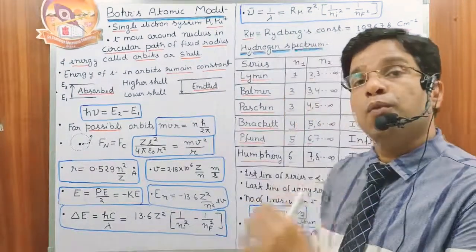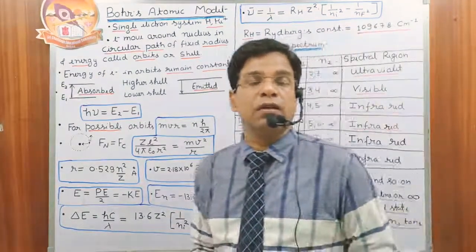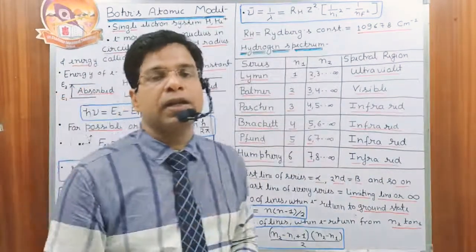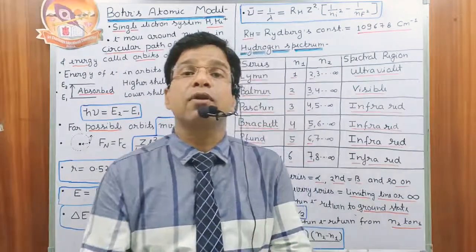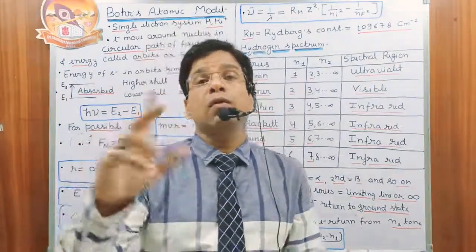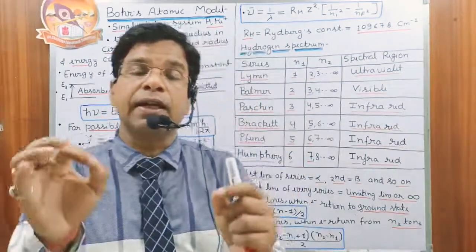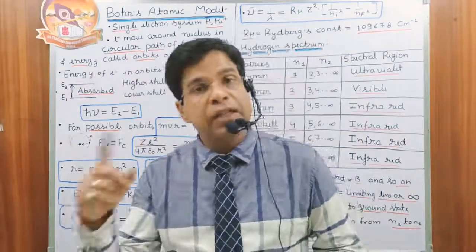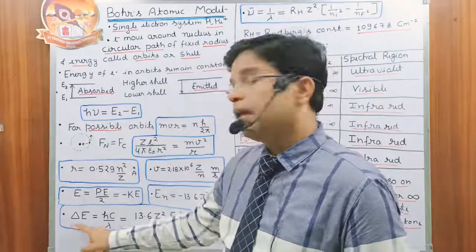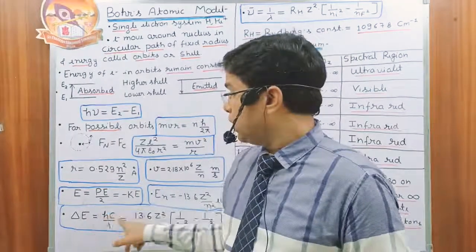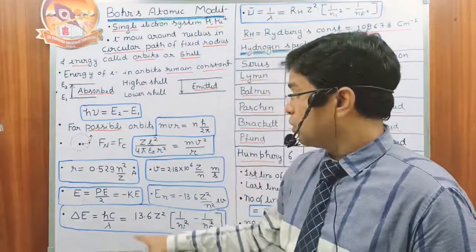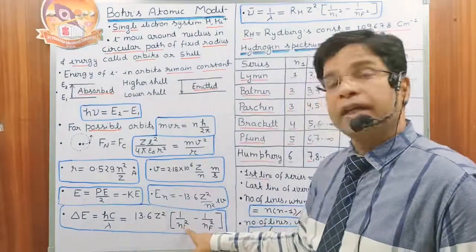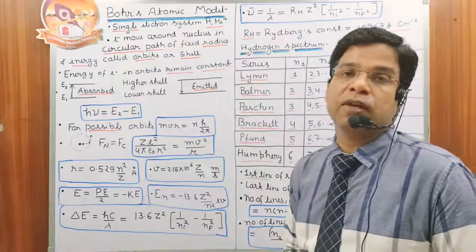When an electron moves from one shell to another shell, it always absorbs a photon of a particular energy. It neither absorbs less energy, nor a photon of more energy. It requires exactly a photon of the particular energy. That energy of the photon can be given by delta E is equal to hc upon lambda is equal to 13.6 Z square (1 upon ni square minus 1 upon nf square).